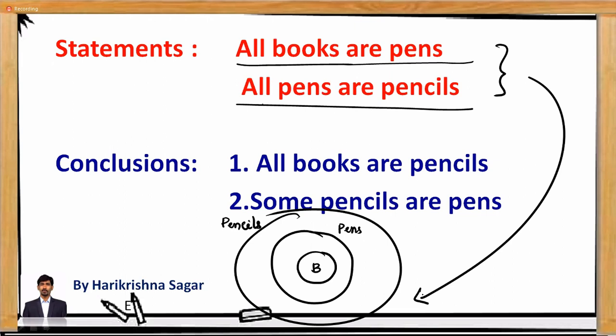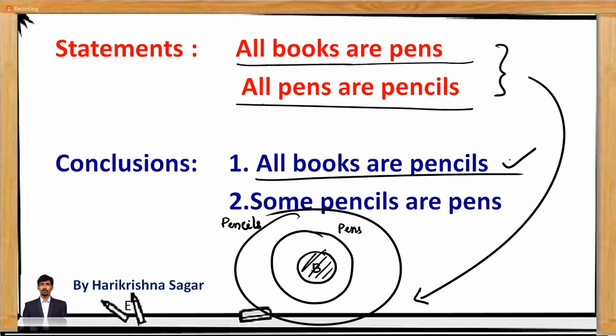Now you can read the conclusions. What is the first conclusion? All books are pencils. Is that the correct conclusion or not? You just try to check. All books are pencils. If you observe, pencils is the larger circle. Books is inside it. So definitely all books are pencils is going to be a correct conclusion. You can say that's correct.